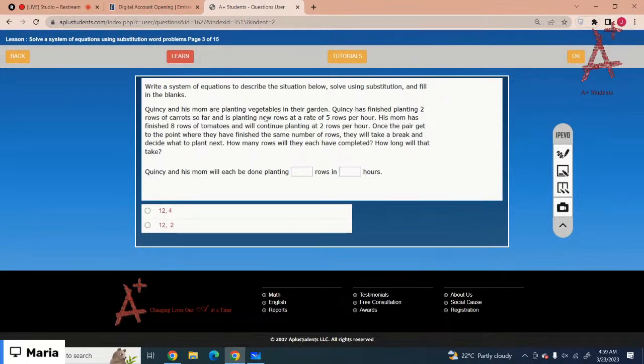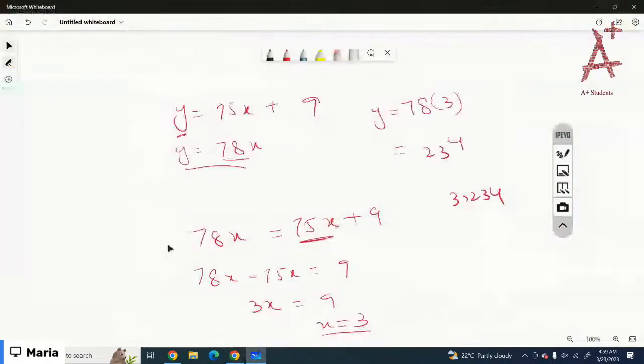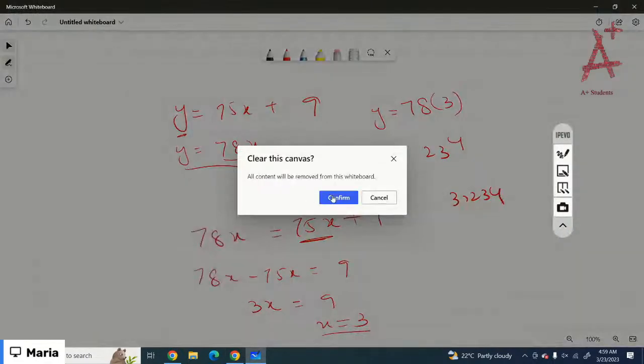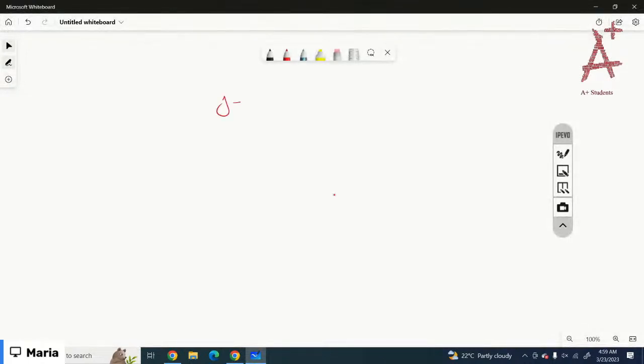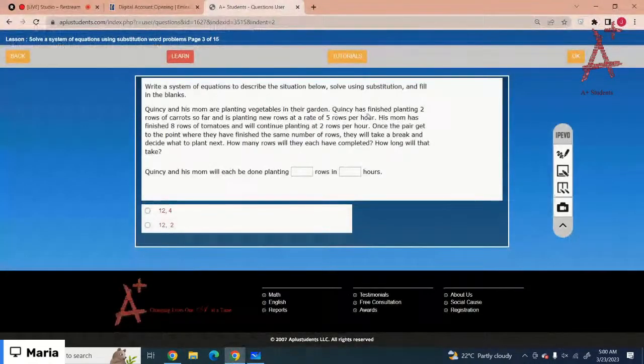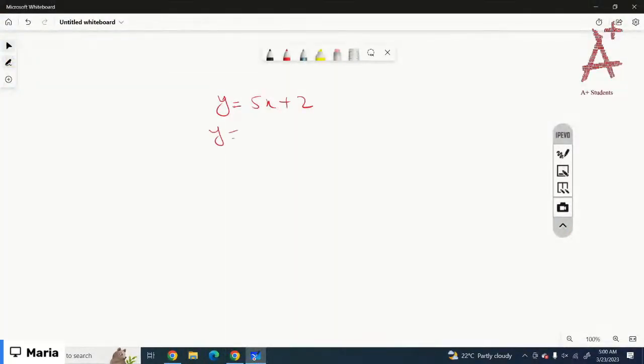So let's just write down the equation. The first one would be 2 rows of carrots and is planting new rows at 5 rows per hour. So it would be 5x plus 2. The first one is y equals 5x plus 2. And then the second equation is his mom has finished 8 rows of tomatoes and will continue planting 2 rows per hour. It would be y equals 2x plus 8. Got it? You have these two equations.